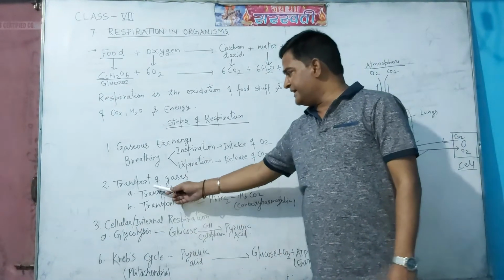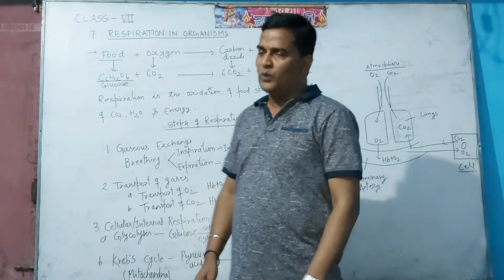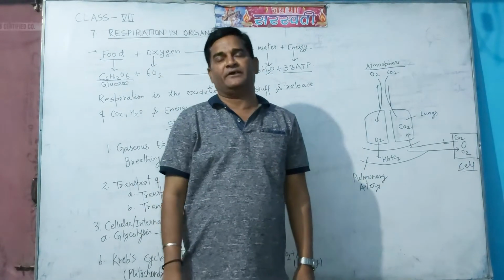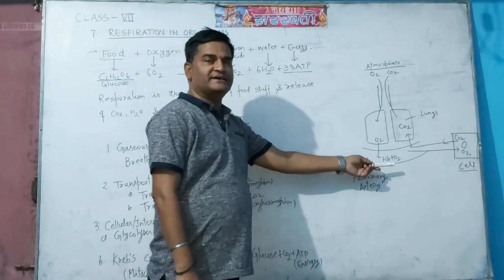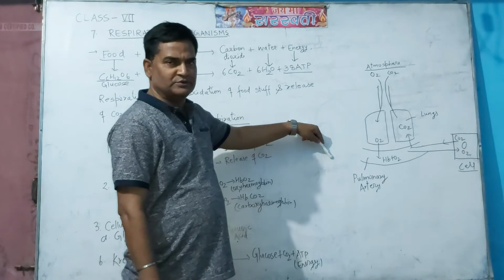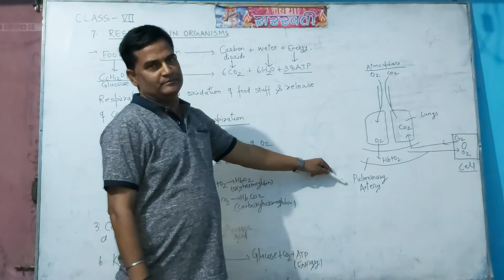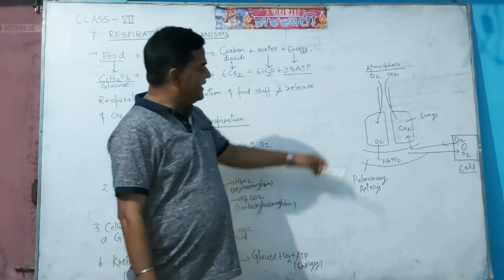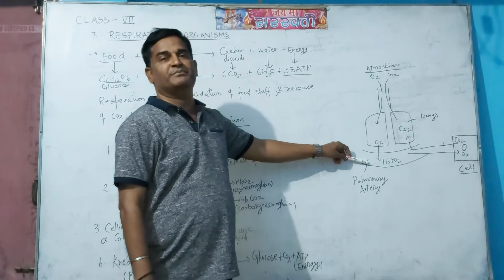The second important thing is the transport of gases. Transport of gases means once the oxygen reaches our lungs, how is it transported to different cells? Suppose, children, just below the lungs, a special type of artery and veins are running, which are filled up with blood. It may be the pulmonary artery or pulmonary vein. It runs just below the lungs. And all the oxygen which is present in the lungs diffuses into this blood.